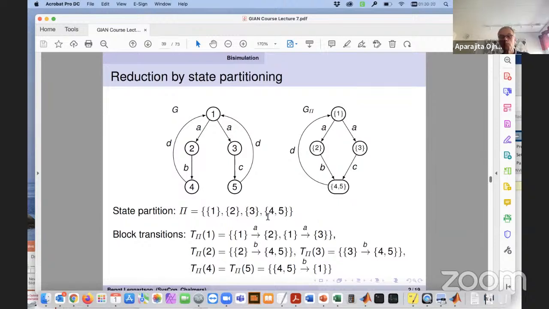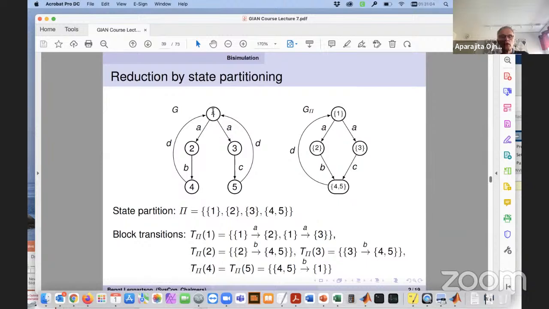Of course, the question is, based on what? Why are they equivalent? The basic understanding is that, yes, they have the same future behavior. Then the question is, how can we determine that by a kind of algorithm? And then if we look at what I call a block transition relation, what do I mean by that?